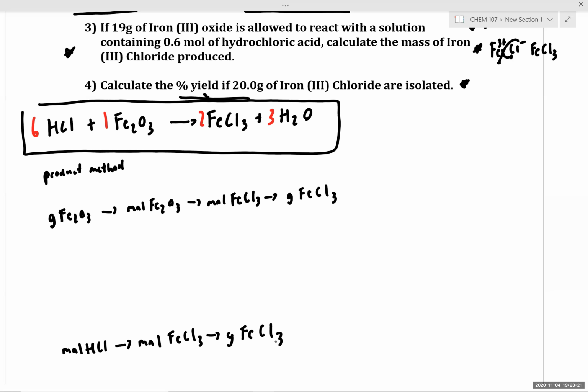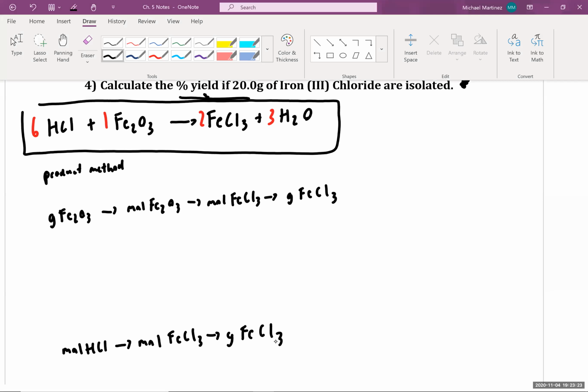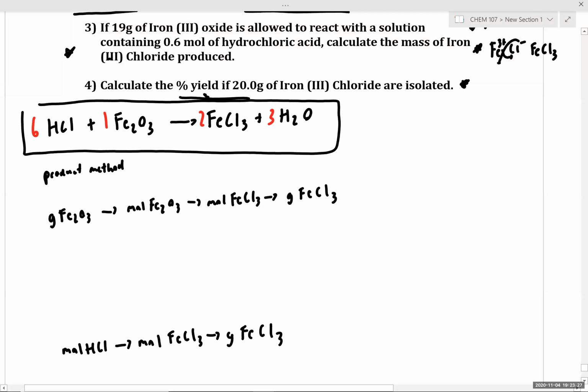Okay, so let's talk about this example. Let's talk about this problem and let's work through it as a group. So first and foremost, in the product method, we know that we have 19 grams of iron 3 oxide. We know that in 1 mole of iron 3 oxide, what is the molar mass of iron? Would anyone like to help me out in this step-by-step process?